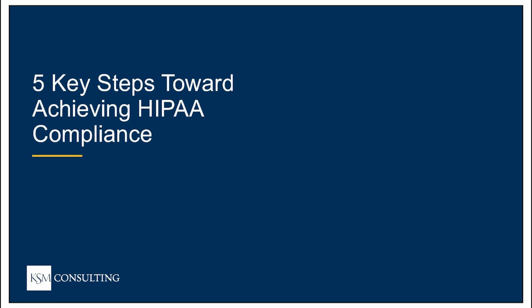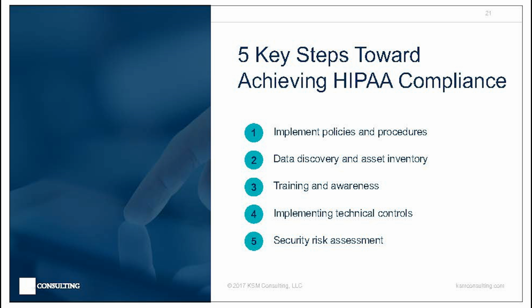Okay, so we've spent the first 20 minutes or so talking about what is HIPAA, why is it important, and what are the different components of the security rule. I now want to spend the remainder of the call talking about what you can do to help strengthen your security posture, and what are those 5 key takeaways that you can go do within your organization to not only strengthen your security posture, but better align yourself towards achieving HIPAA compliance. The 5 different areas are implementing policies and procedures. As we just saw, the OCR desktop audits are looking to ensure that you have those fundamental pieces in place. Data discovery and asset inventory, training and awareness for your end users, implementing technical controls, and then finally conducting a security risk assessment.